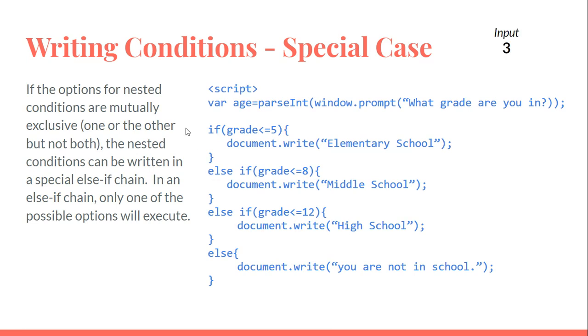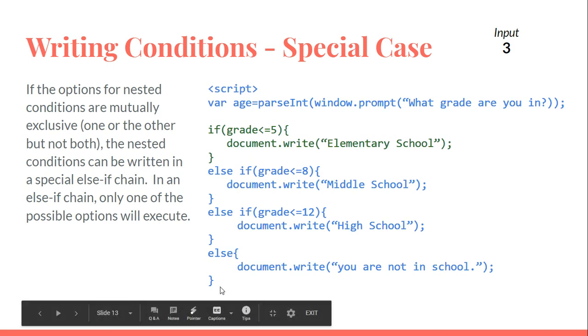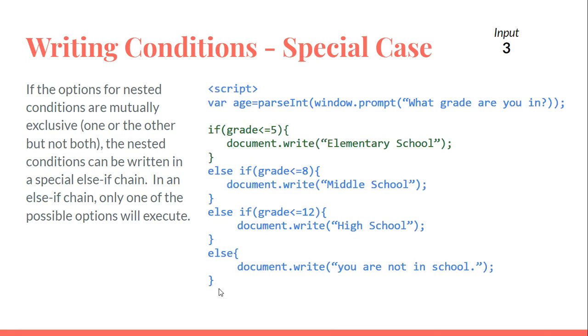So let's say that we input that we're in grade 3. Well, 3 is less than or equal to 5, and so this code is going to execute. And if this code executes, none of the rest of it does, and it continues with the program down here.